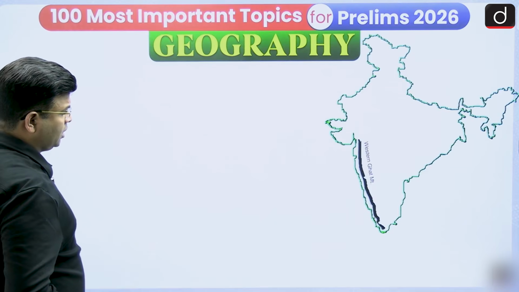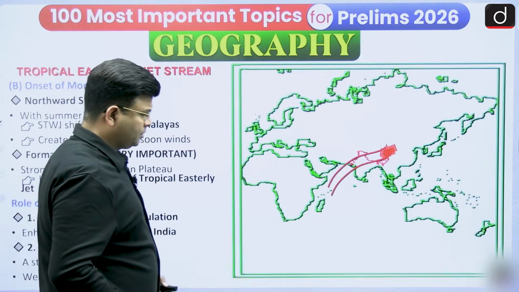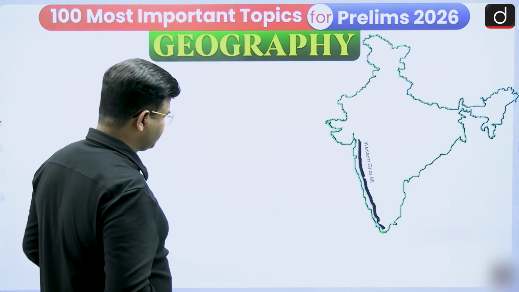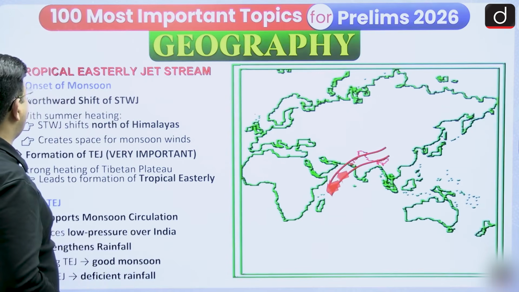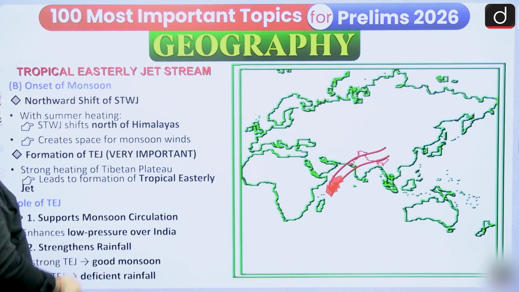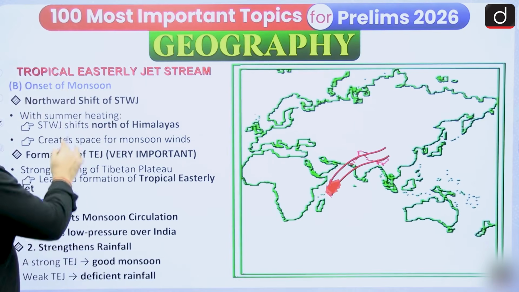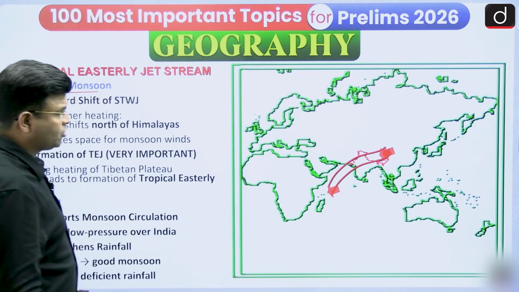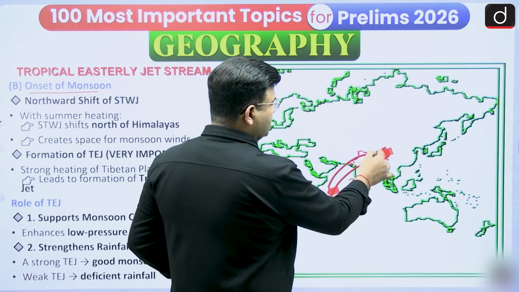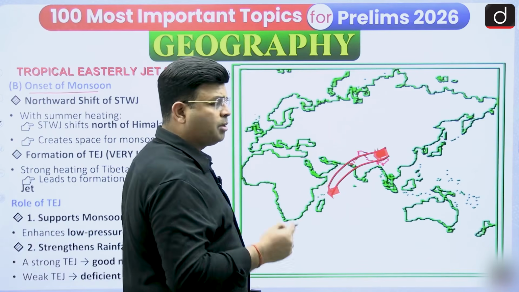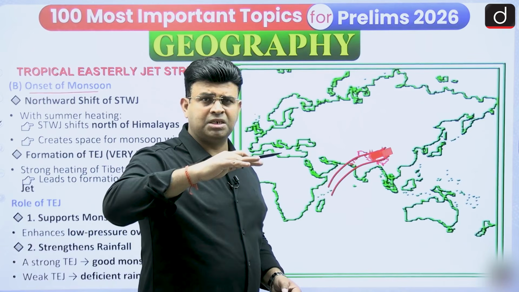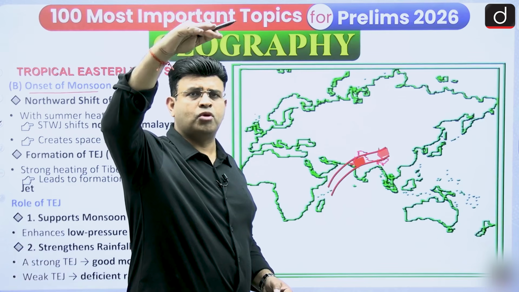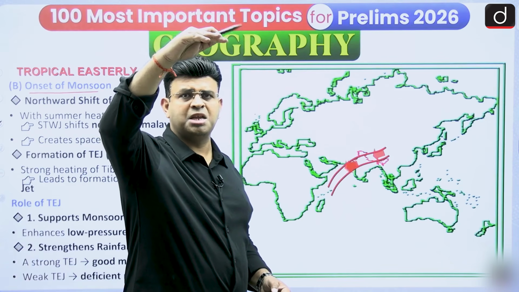And here, we can see in this region, now that we have to see, it is about the tropical westerly jet stream and then the onset of monsoon. It also has an effect on the onset of the monsoon. When the Tibet region is highly heated, air moves upward, and when air moves upward in the upper atmosphere, it creates a high pressure.